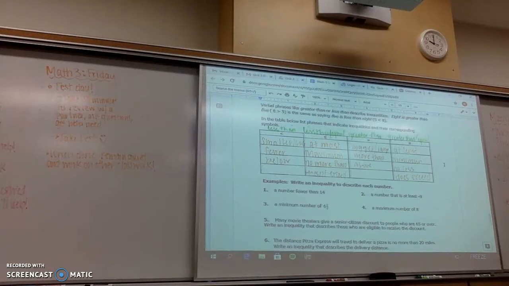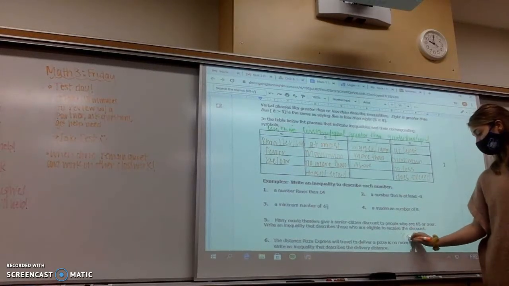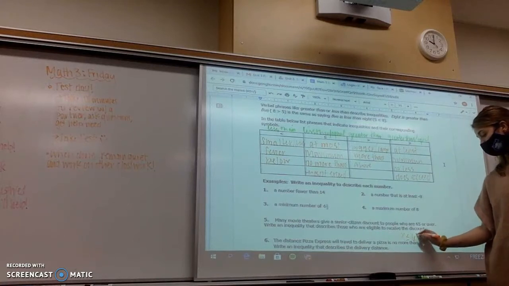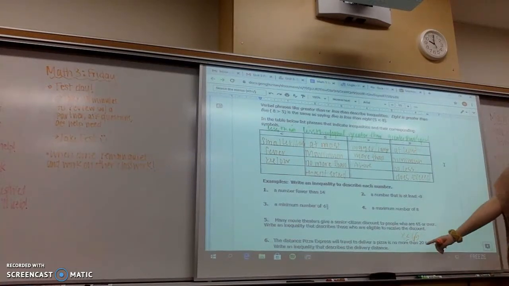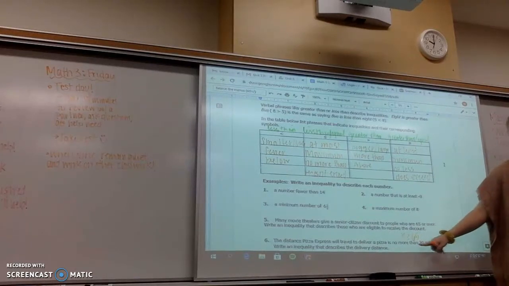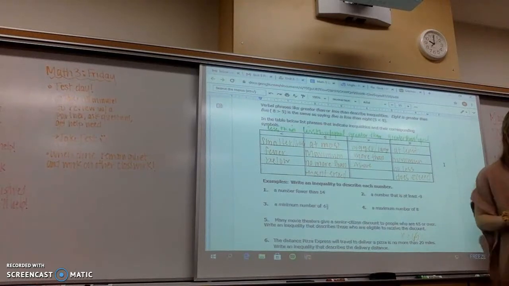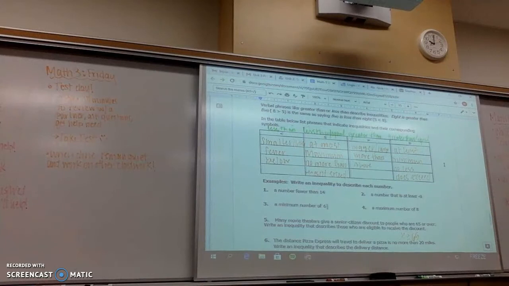Greater or less than or equal to. So you're saying that x is less than or equal to 65? No, greater than. Greater than or equal to. Why? Because they have to be over 65. Can they be 65? Yeah. So if I want to go to the movie theater and I'm 65 years old, I'm going to get the discount.